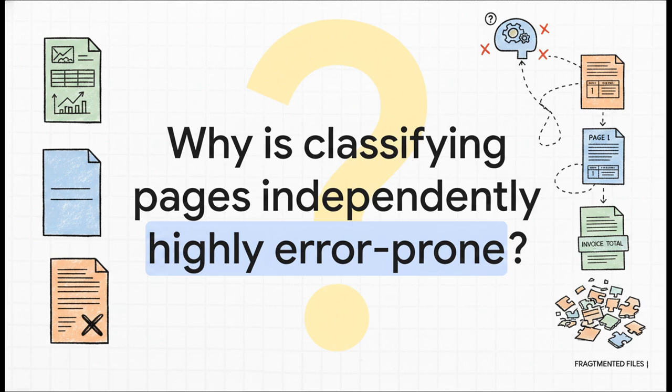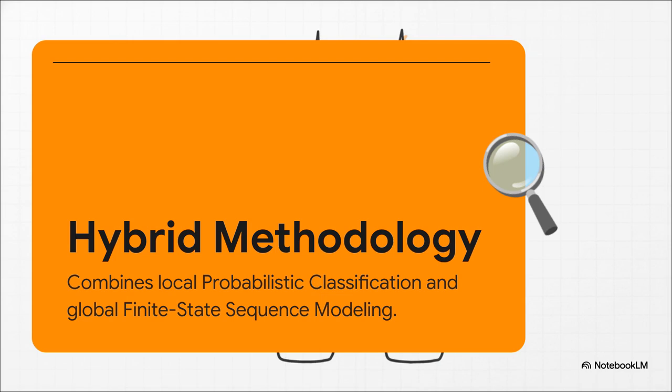Think about it like this. An algorithm might look at a page with some text and tables and guess, hey, it's a new document. But what if it's actually just page 2 of the previous invoice? Without that surrounding context, those independent, isolated guesses are just going to lead to a whole lot of fragmented or improperly merged files.